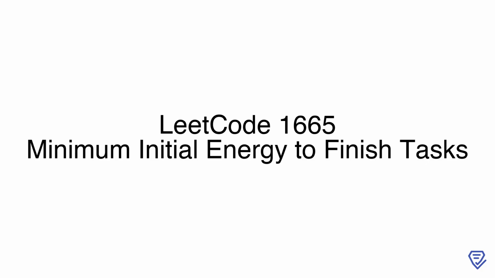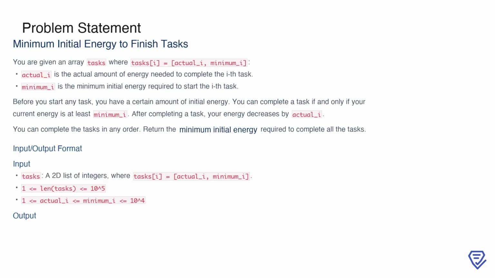Let's get started. In this problem, we are tasked with determining the minimum initial energy required to complete a set of tasks. Each task is represented by a pair, actual_I, minimum_I. Here, actual_I is the amount of energy consumed to complete the task, while minimum_I is the minimum energy you need to even start the task. The key is that your initial energy must always be at least minimum_I before starting any task. Once you complete a task, your energy decreases by the actual_I value of that task.